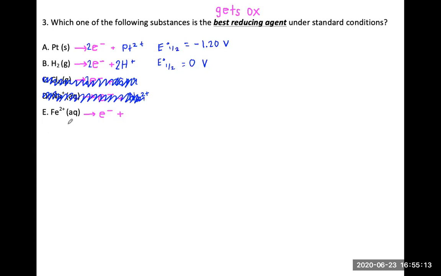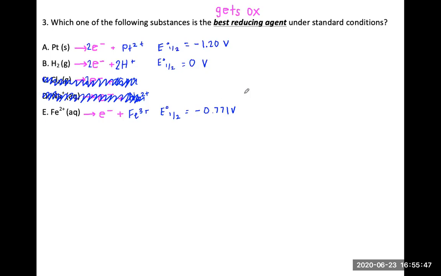Okay. And then here we have iron 2+. You think about it losing an electron and becoming iron 3+. And that reaction you can find on the data sheet. And its potential is going to be negative 0.771 volts. Okay.